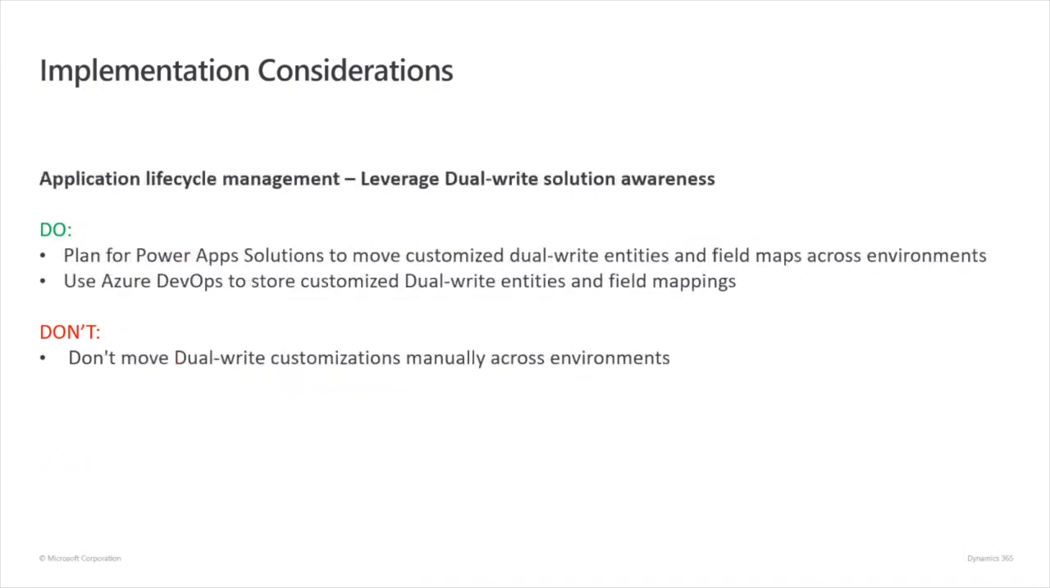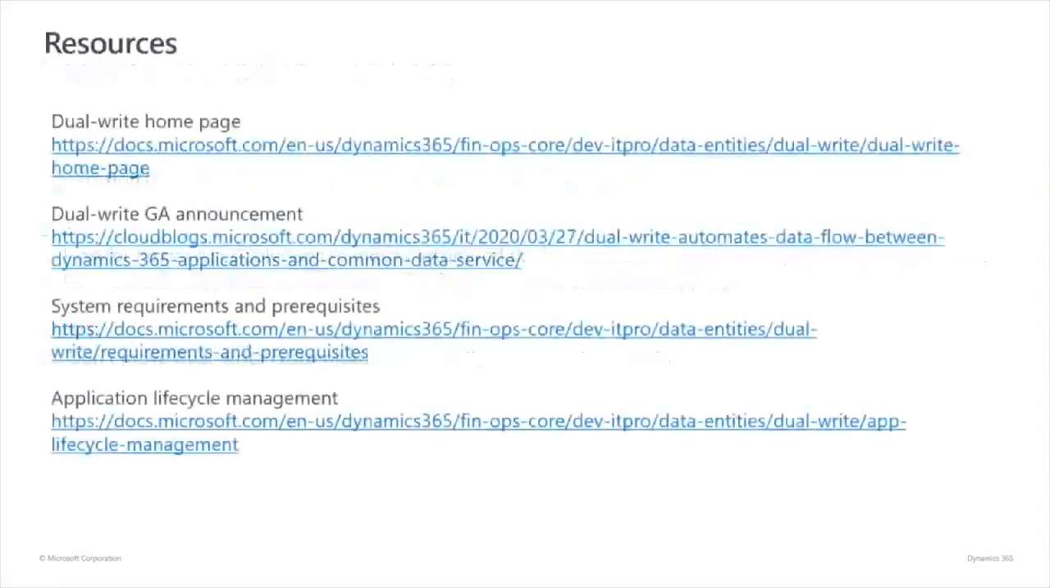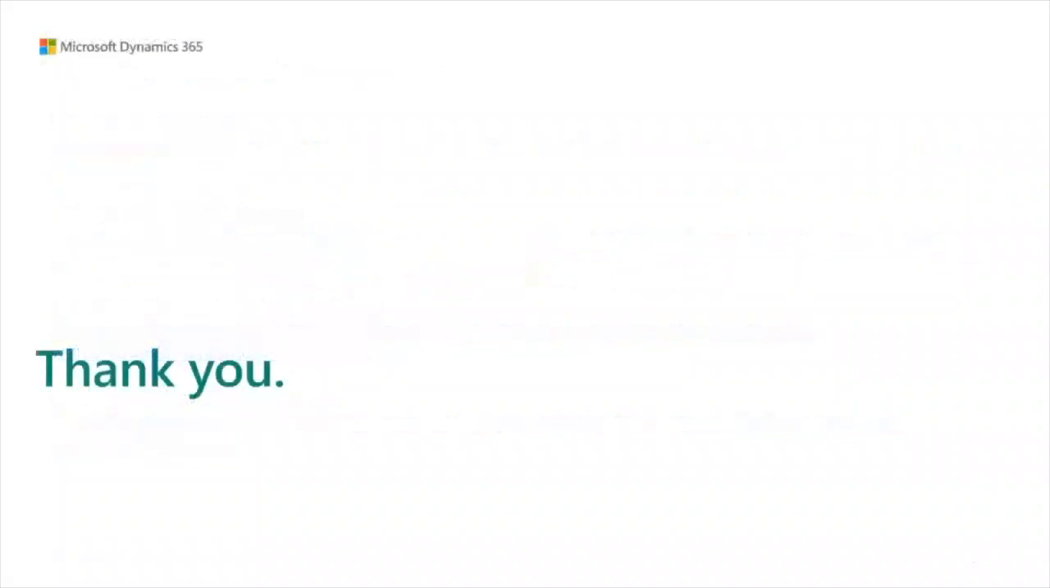And finally, for application lifecycle management, we made dualwrite solution aware, and we want you to leverage that. What that means is that any dualwrite related customizations, whether you create entity maps or customize existing entity maps, can be added to Power Apps solutions to help you with your ALM story. So we encourage you to use that and to use Azure DevOps to store those solutions as well, instead of moving things manually. We have a few resources for you that will be shared on the slide. And with that, I want to hand it over to AJ for closing.